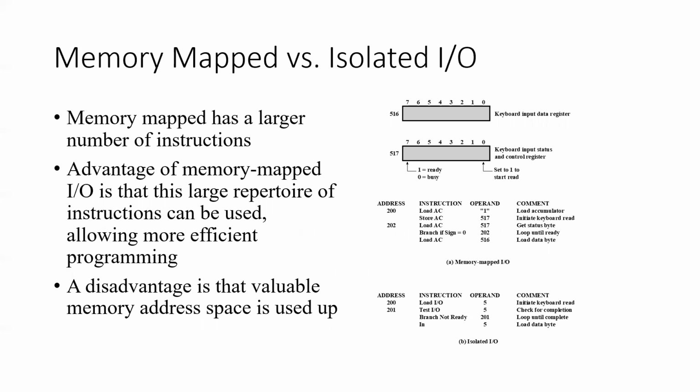So memory mapped has a larger number of instructions, and an advantage of memory mapped is that there's a large repertoire of instructions that can be used for more efficient programming. Disadvantages are that we use up valuable memory space that is used to refer to the addresses of I/O devices.